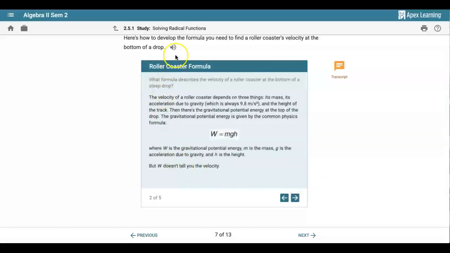So if we look here, this equation, W equals mgh, this is talking about this thing called gravitational potential energy. And it's a function of mass, gravity due to acceleration, and the height. Gravity, mass, and height. So this W is potential energy. It's as much energy as it could potentially have if you were to reach maximum. But this doesn't tell us the velocity. It tells us how much energy we have due to mass, gravity, and height.